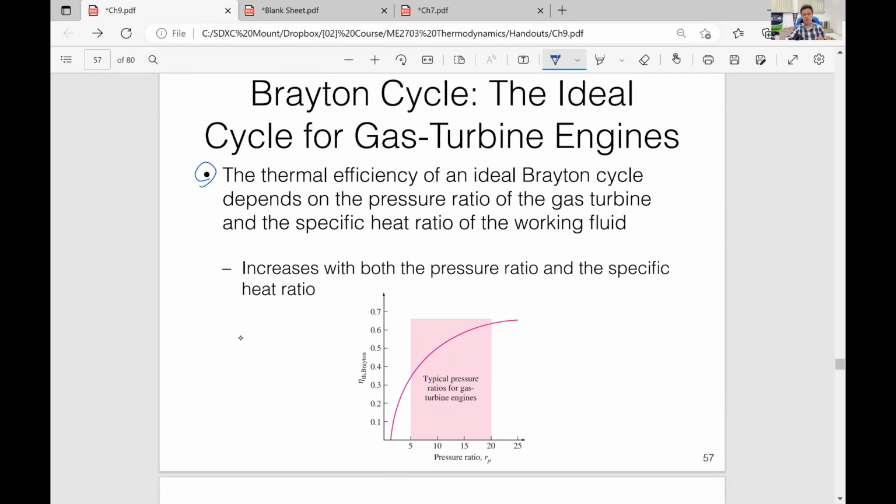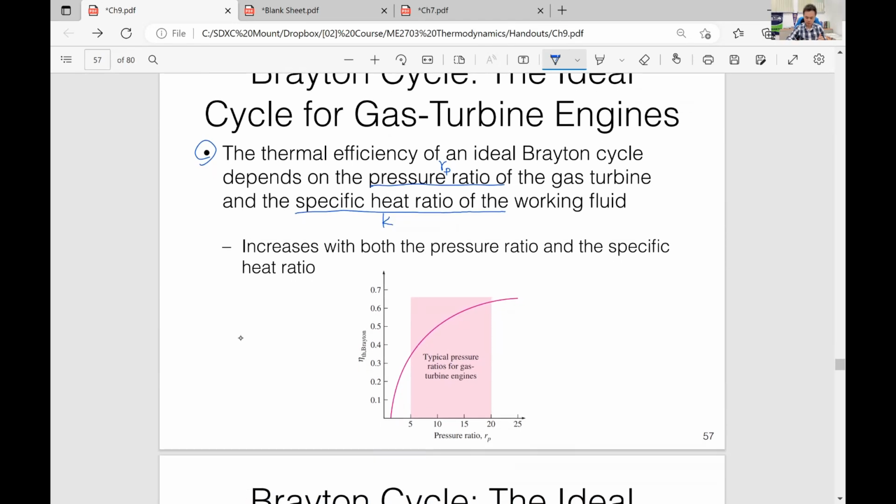The thermal efficiency of an ideal Brayton cycle depends on the pressure ratio of the gas turbine and the specific heat ratio, right? Pressure ratio is RP. Specific heat ratio, this is K. Okay. So as you can see, when the pressure ratio increases, then the efficiency increases as well. Of course, when the specific heat ratio increases, the efficiency increases as well.